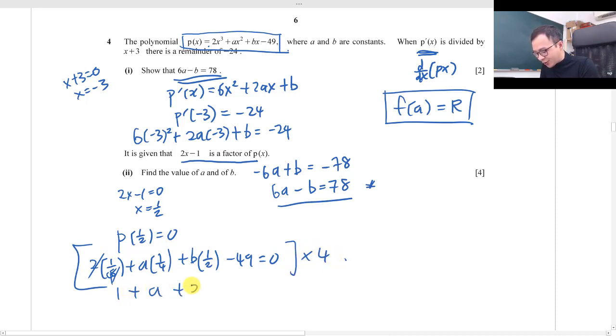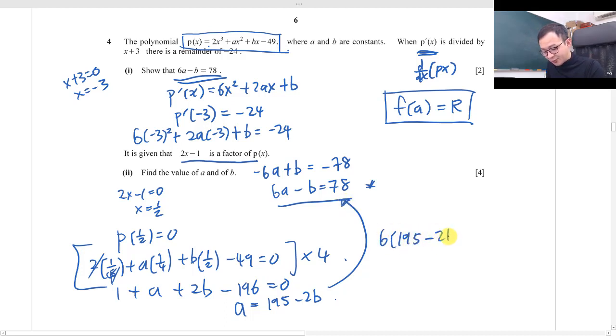1 plus a plus 2b minus 49 times 4 is 196, equal to 0. So I make a the subject, then I can do substitution maybe. So a equals 195 minus 2b. So I sub back into this equation: 195 minus 2b equals 78. The number is a bit big, so I hope I didn't make any mistake here. 1170 minus 12b equals 78.